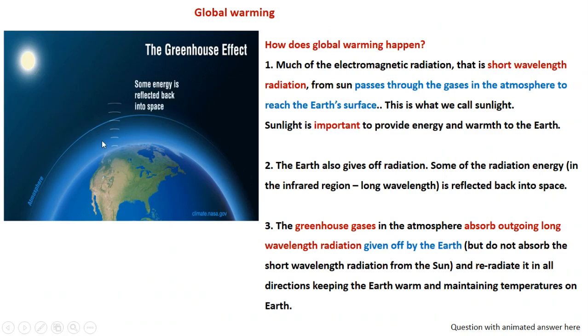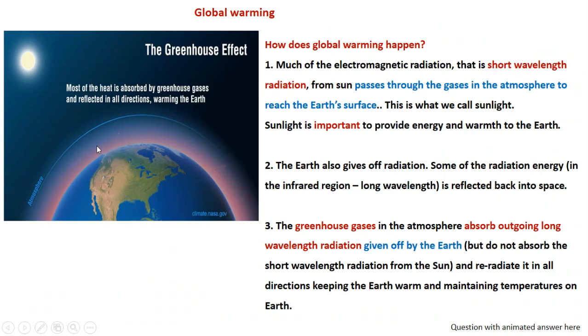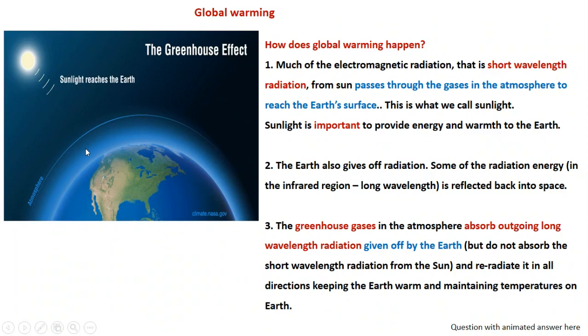Very important, you must remember that the short wavelengths are not absorbed by the greenhouse gases. Let me repeat, the short wavelengths coming from the sun are not absorbed by the greenhouse gases in our atmosphere, so they all reach our Earth.